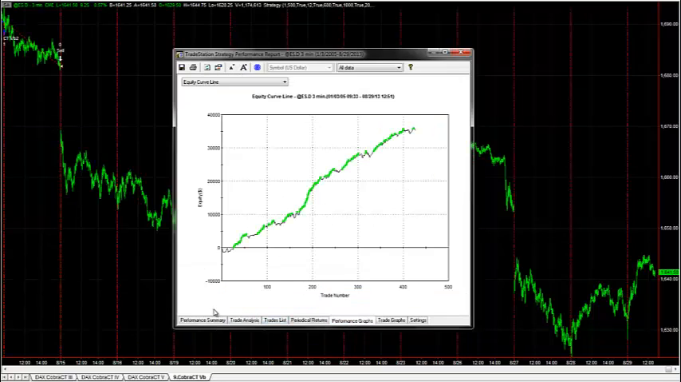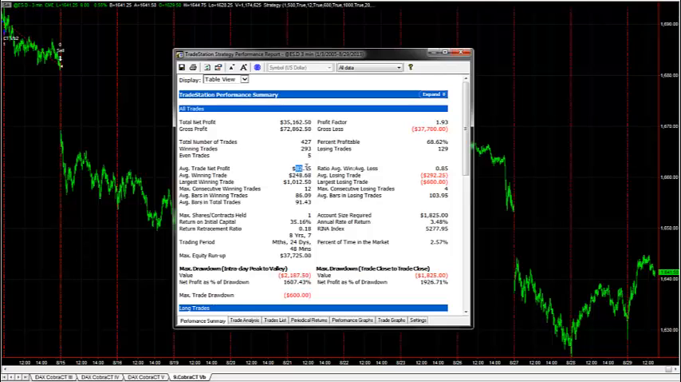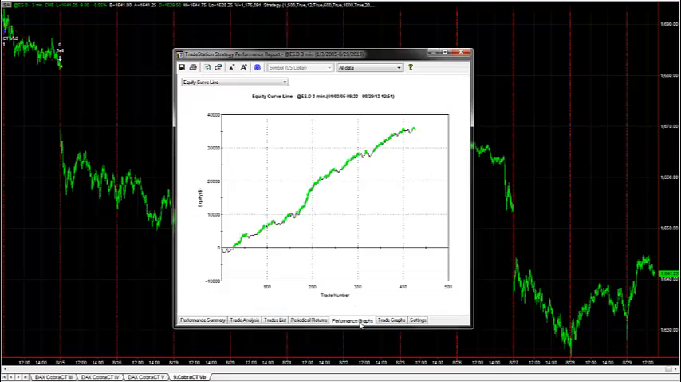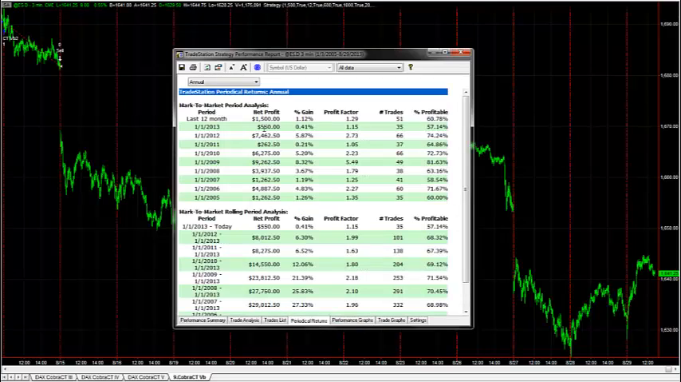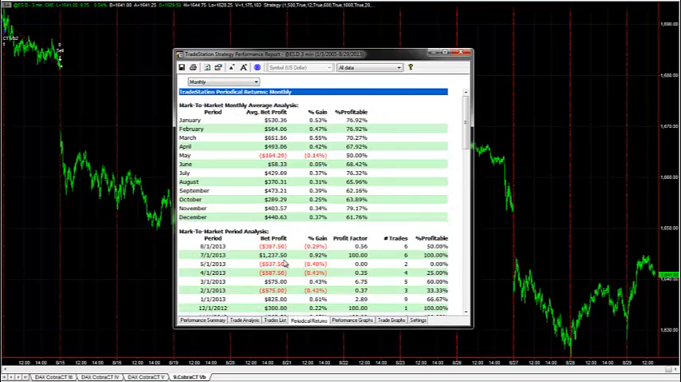But here is the Cobra CT5B. This is without an algorithm. This is back to 2005. It works back to the beginning of the E-mini S&P. And here are the results: 82 average trade profit, very low drawdown. So take a look at the results. It's only 550 this year. Hasn't traded as much. Let's look at the monthly results.